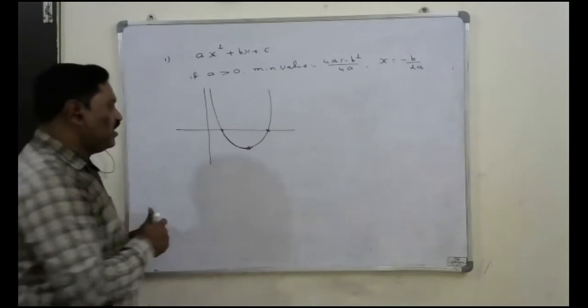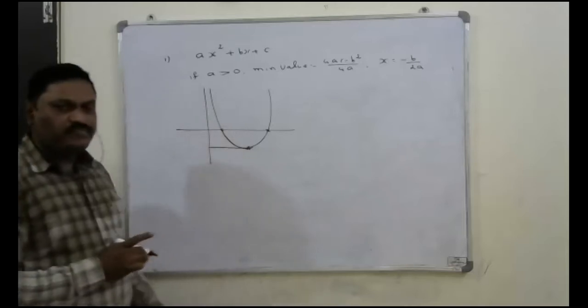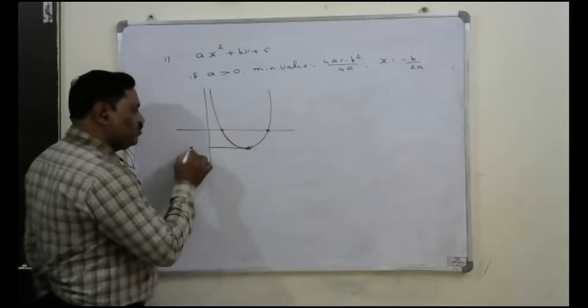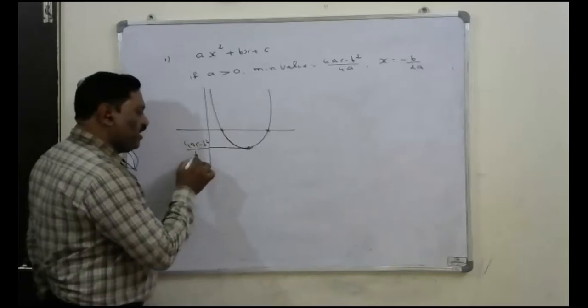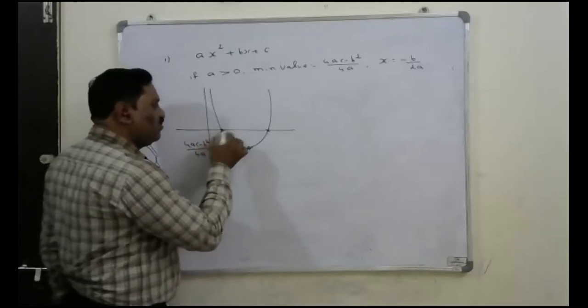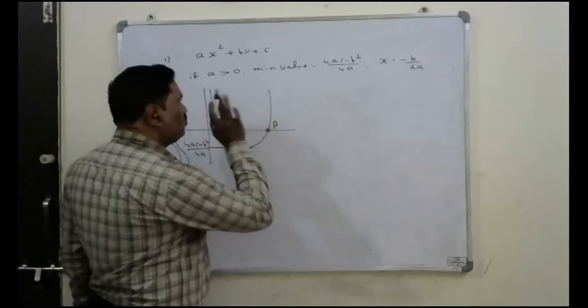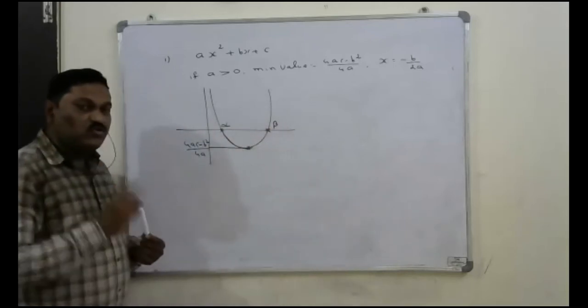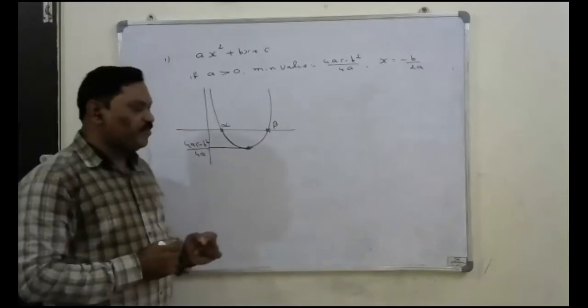So always remember that when its minimum value is negative, that minimum value is 4ac minus b square by 4a. Then that expression will have two different real roots. That expression or that equation will have two different real roots. This is the first point you have to remember, right?